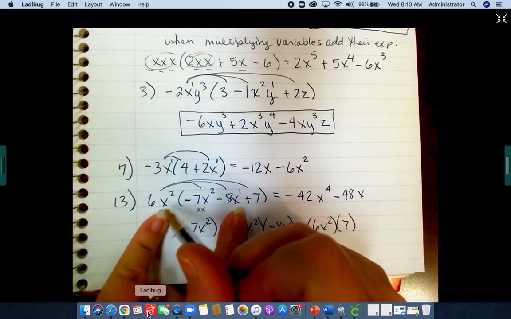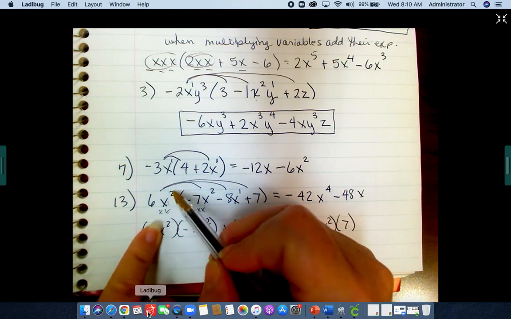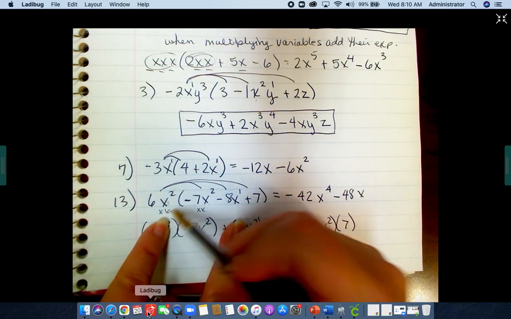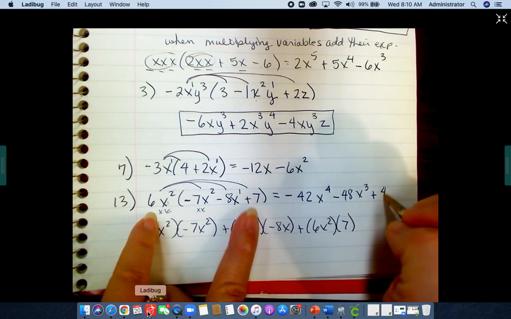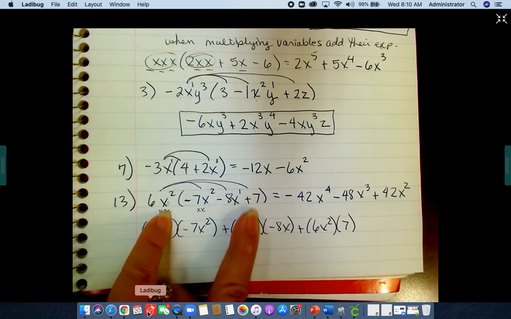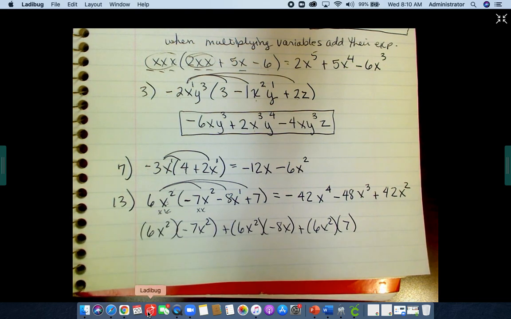So a lot of times students will say, oh, there's 2 x's. Nope. X squared means there are already 2. So there's 2 here and 1 here, which makes x cubed. And then plus 42 x squared. So it is important to know your multiplication and your sign rules.